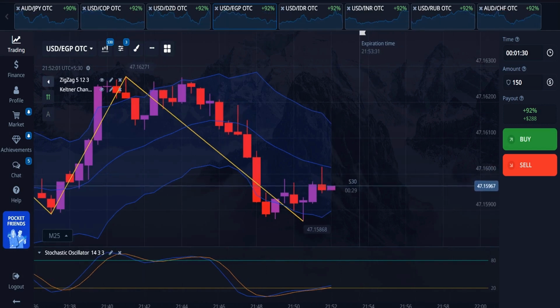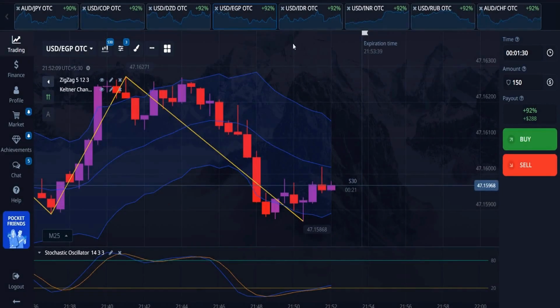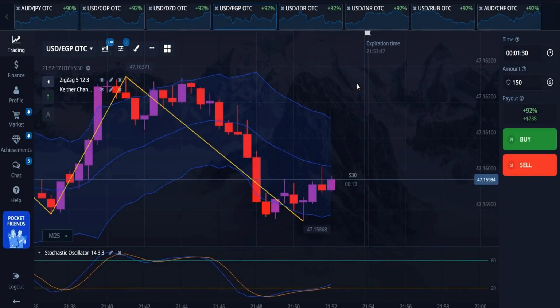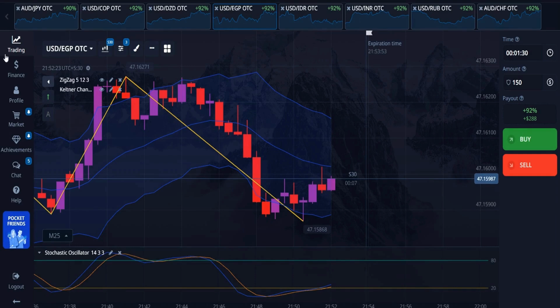Now, let's go over the exact settings for the three indicators so you can apply them correctly in your own trading. Zig Zag indicator: use the default settings. No need to change anything. Keltner channel: set the multiplier to 2. Keep the EMA period and ATR period at default. Stochastic Oscillator: use the default settings as well.